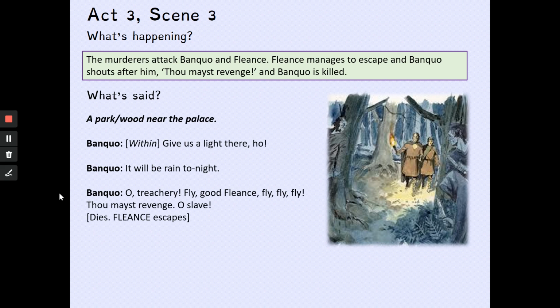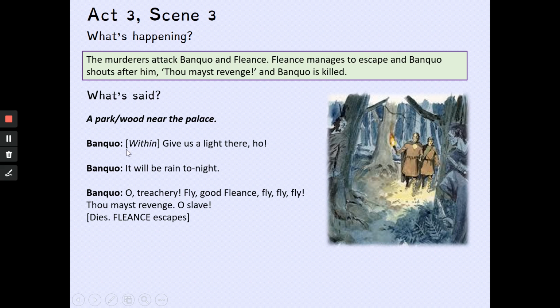In terms of what's said, it takes place in a park or a wood near the palace. So that, again, is a dark, eerie setting being used by Shakespeare. Again, we've got the use of a torch. So that symbol that Banquo and Fleance are holding a torch is for goodness, for moral virtue. Banquo says 3 things.